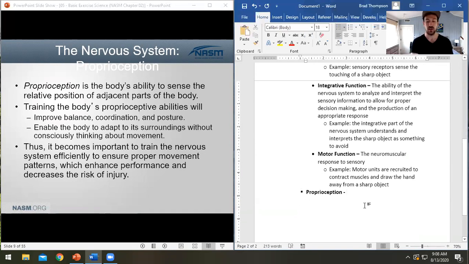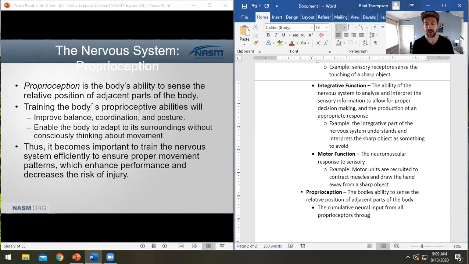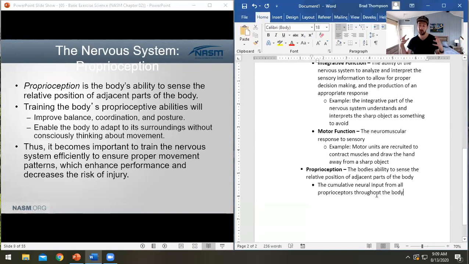So proprioception is the body's ability to sense the relative position of adjacent parts of the body, right? This is kind of a weird, highly technical definition, but it is the cumulative neural input from all proprioceptors throughout the body. It's all the information coming in, and it's all of your body's ability to sense its position.